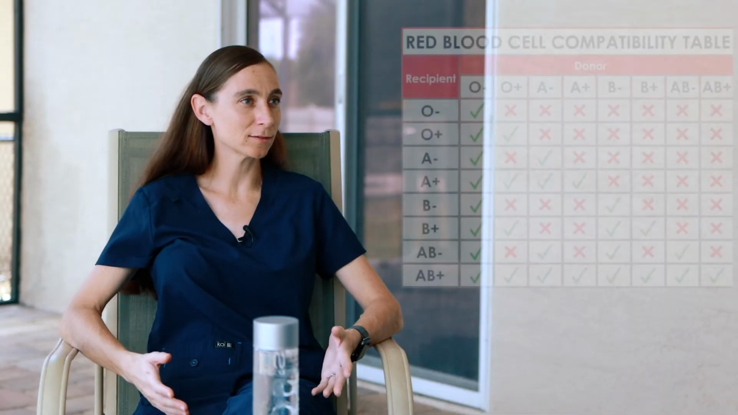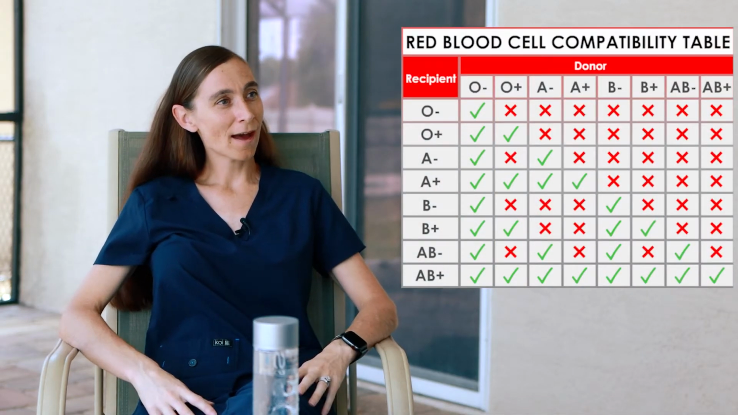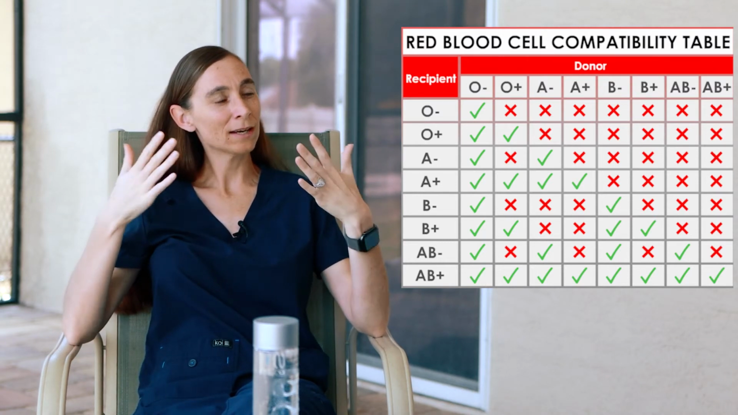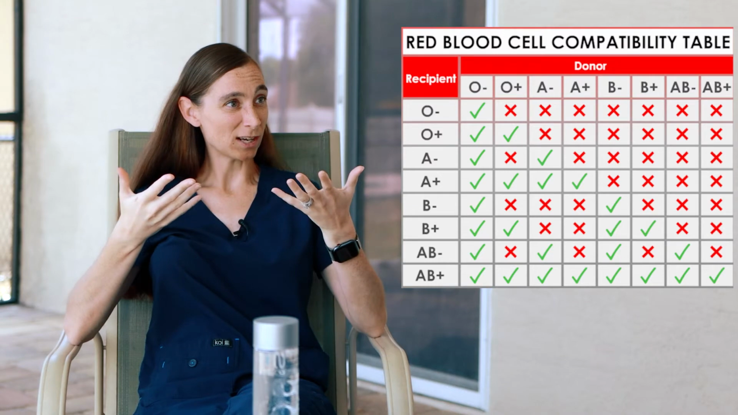So it all stems from the antigens and the antibodies in somebody's blood. We'll start with the universal recipient, which is AB positive. They can get anything, right? They have an A antigen, they have a B antigen. And because they have those antigens, they don't have the antibodies. So there's nothing in their serum or in their plasma that will destroy any of the antigens, right? So we can give them anything.